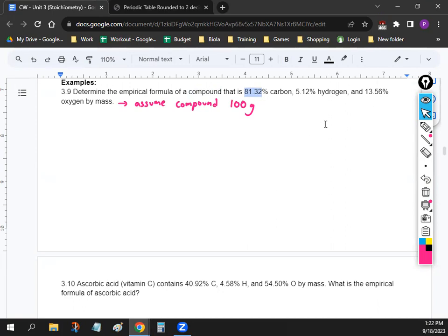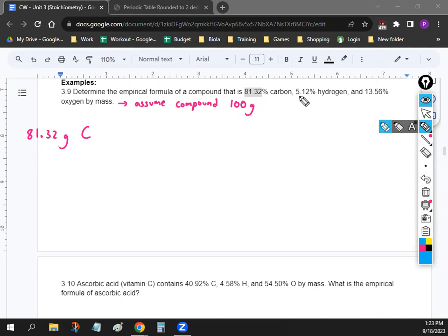81.32, so in the compound. So if the compound is 100 grams and it's 81.32% carbon, that means we can assume, hey, there's 81.32 grams of carbon inside of this compound. Does that make sense? And that's why we assume the compound is 100 grams. Just makes it really easy to work with the percentages.